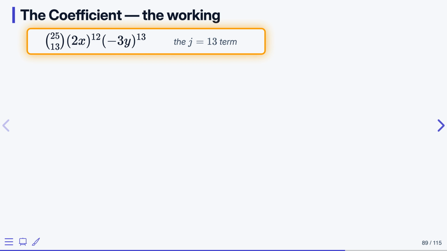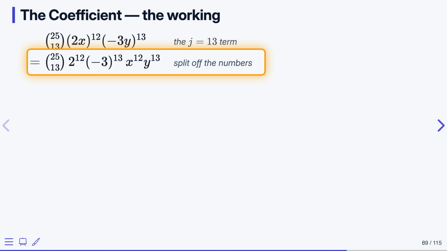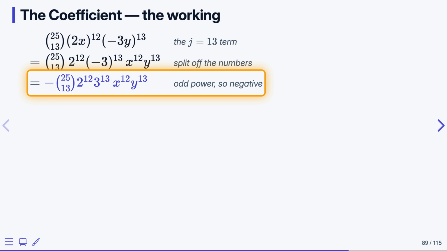This is the working. Line 1. Write the term for j equals 13. 25 choose 13 times (2x)^12 times (-3y)^13. Line 2. Pull the numbers out of the brackets. (2x)^12 is 2^12 times x^12. (-3y)^13 is (-3)^13 times y^13. Line 3. 13 is odd, so (-3)^13 is negative. The coefficient is minus 25 choose 13 times 2^12 times 3^13.